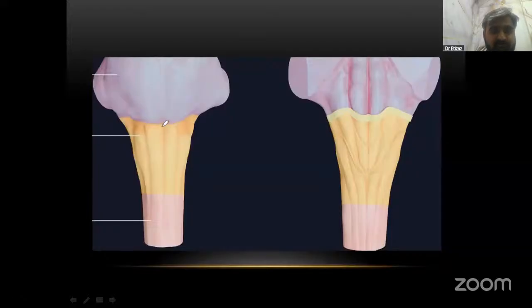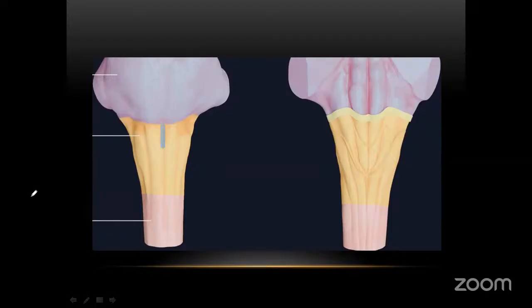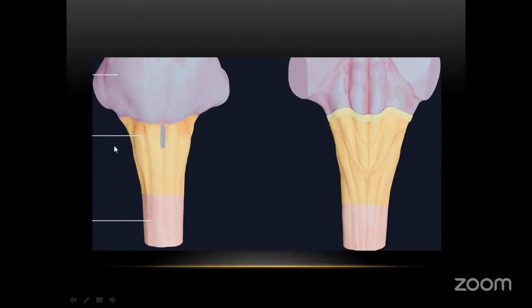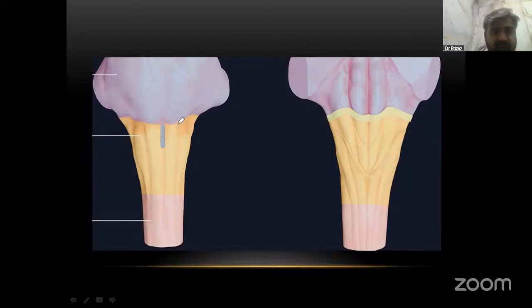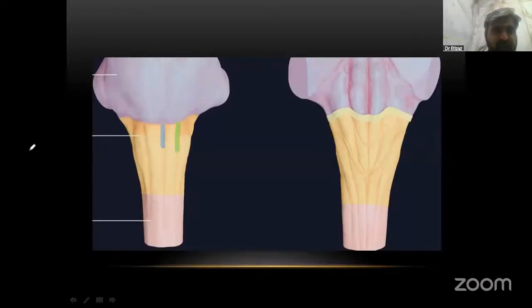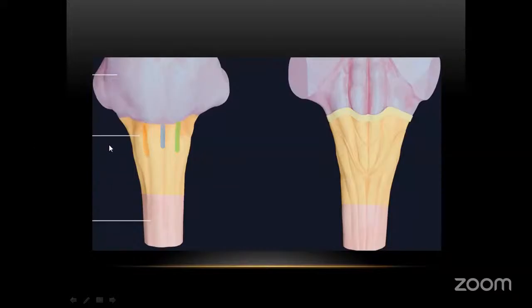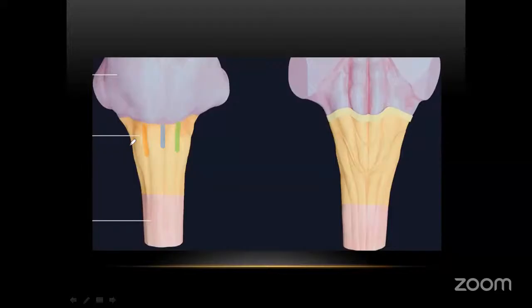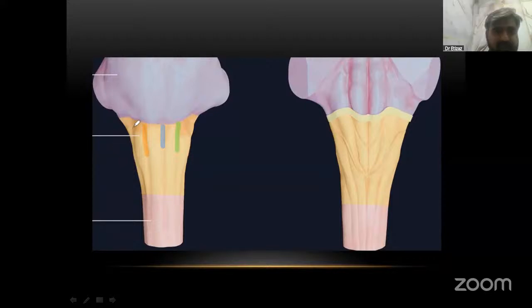So I will ask, what is this sulcus? Anyone? Anterior median sulcus. Excellent. This is the anterior median. What about this one? Anterior lateral. This is the anterior lateral sulcus. Very good. And what about this one? This is the same anterior lateral sulcus, on the opposite side, either side.